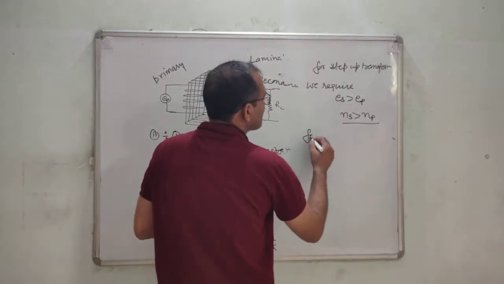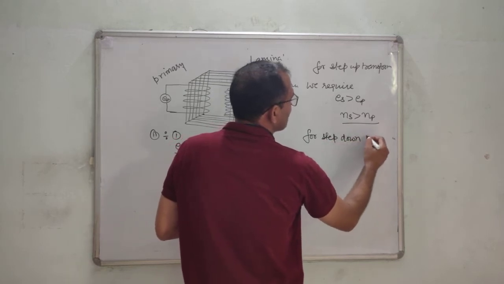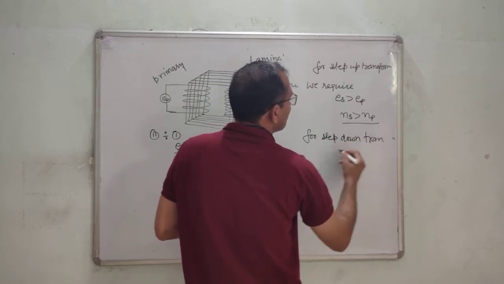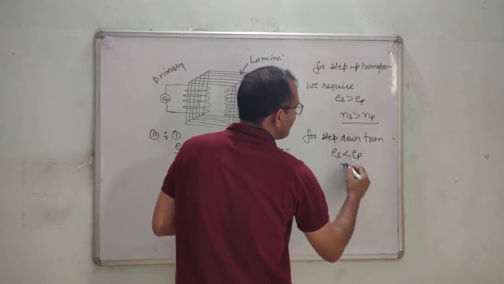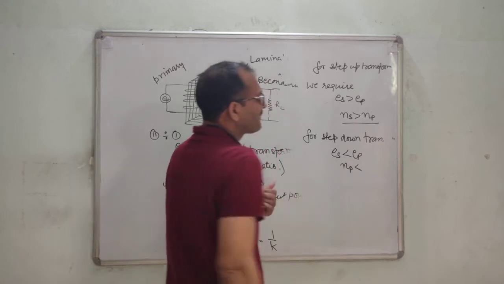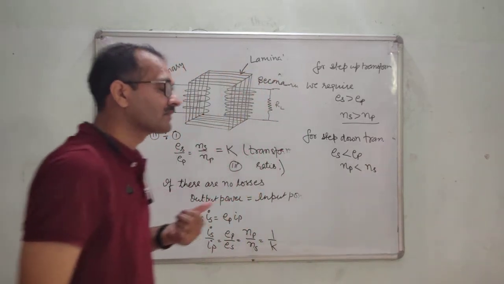And for the step-down transformer, we require ES less than EP. Therefore, the number of turns in the primary will be greater than the number of turns in the secondary.